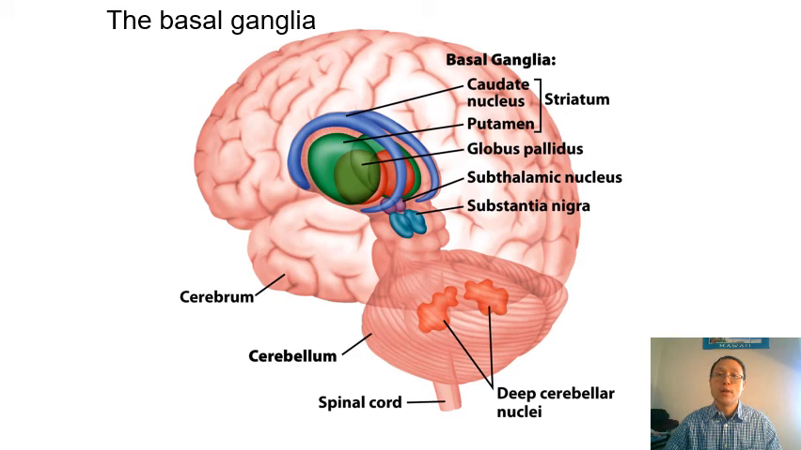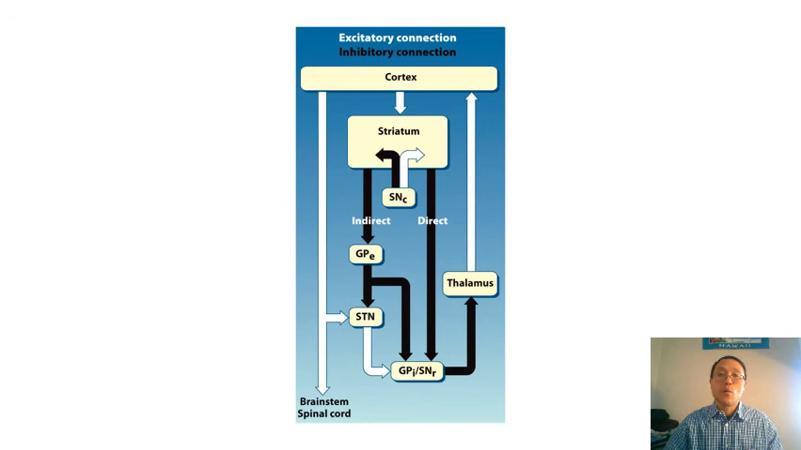So there is a caudate and putamen, which makes up the striatum. There's a globus pallidus, there's a subthalamic nucleus, and there's a substantia nigra, pars compacta specifically. Now, when it comes to the actual wiring of the basal ganglia, this is what the wiring diagram looks like. And you can see that all of these have an intimate connection to the cerebral cortex.